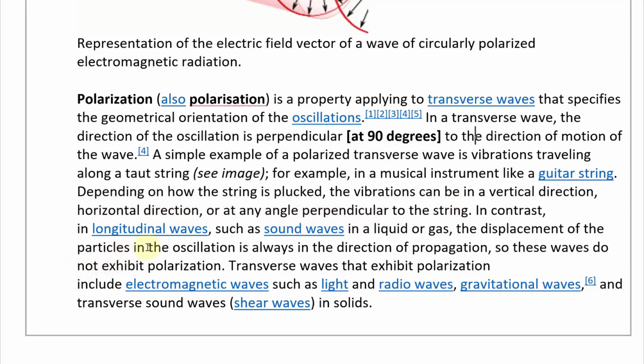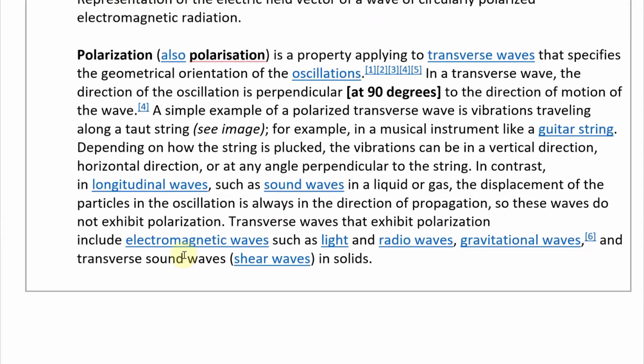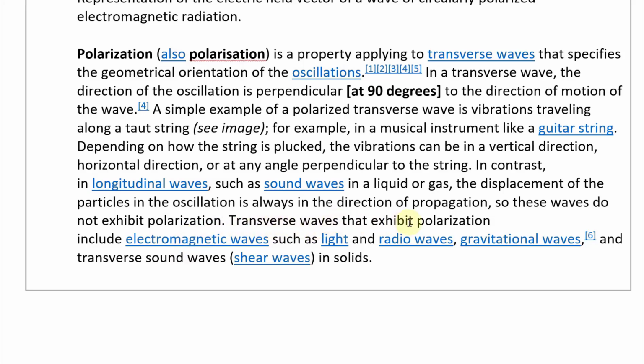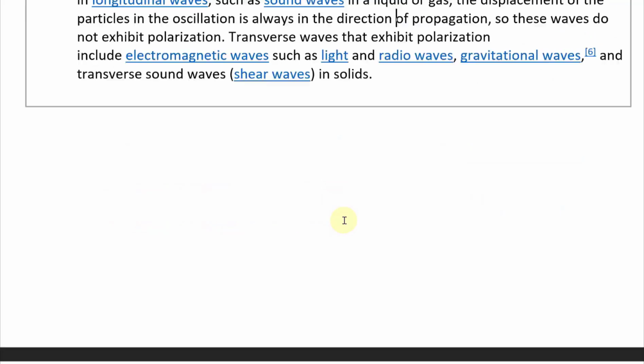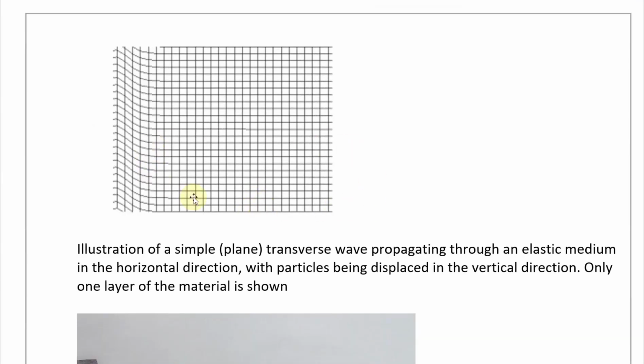In contrast, in longitudinal waves, such as sound waves in a liquid or gas, the displacement of the particles in the oscillation is always in the direction of the propagation. So these waves do not exhibit polarization. Transverse waves that exhibit polarization include electromagnetic waves, such as light and radio waves, gravitational waves, and transverse shear waves in solids. So just to illustrate, here's the transverse wave.